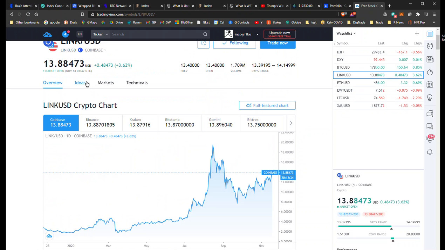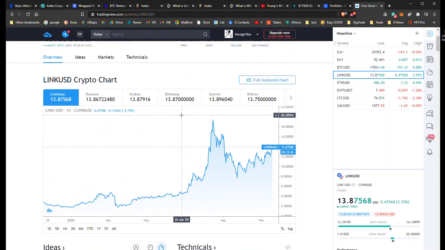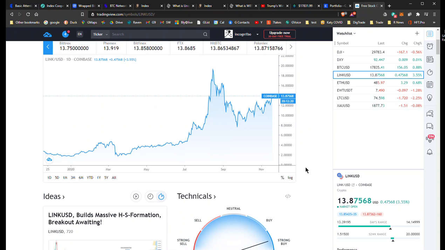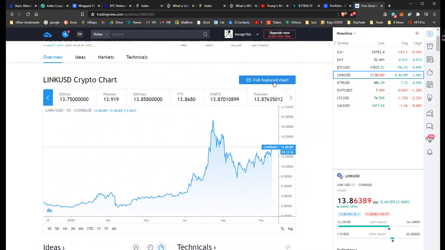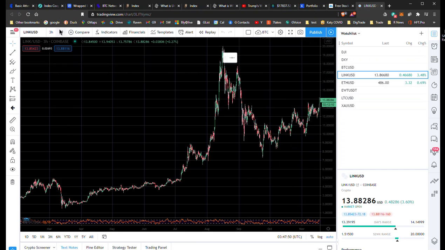Okay, so that's TradingView, and at one point or another, if you have the free trial, then you can also use some of the tools. Where are they? Where you can draw some lines on here, and they'll say full featured chart. Hang on, maybe that's it. Yeah, that's it. Now you can come in and draw some lines.